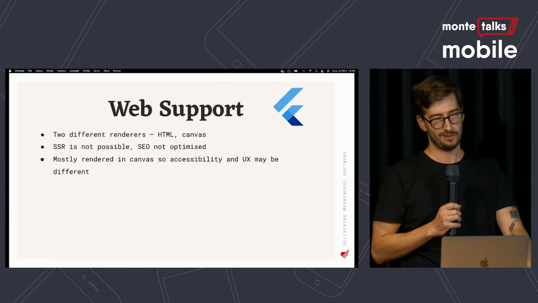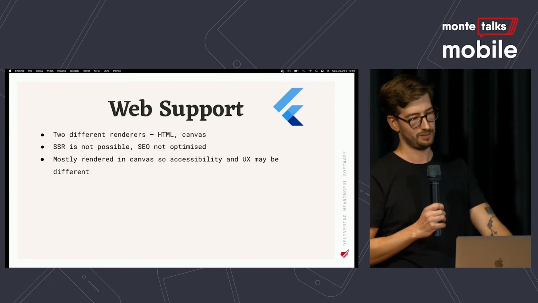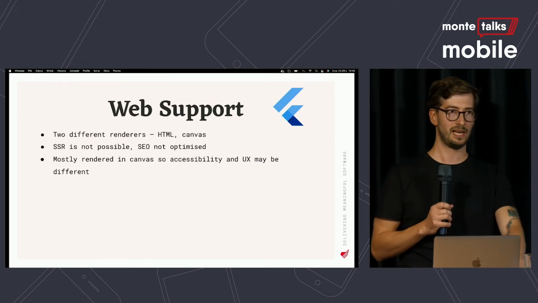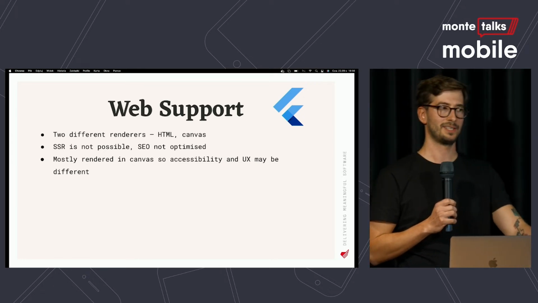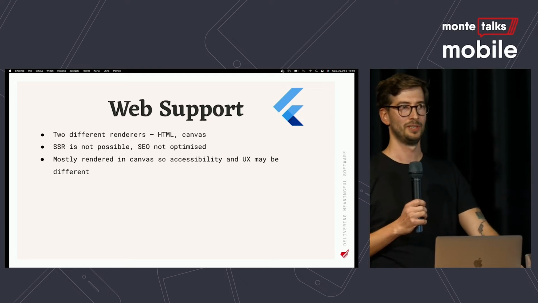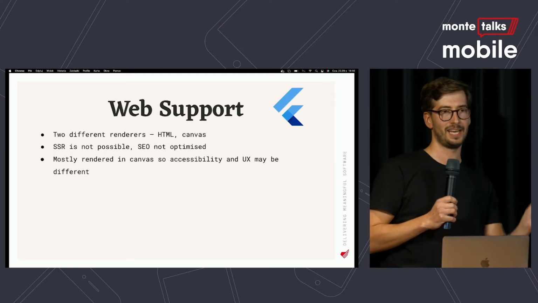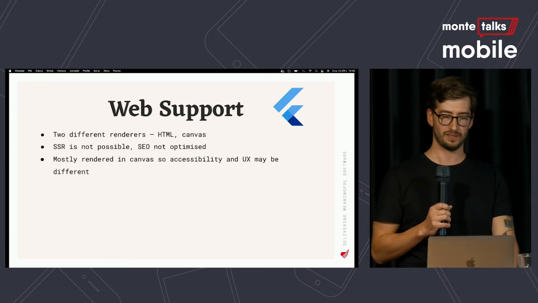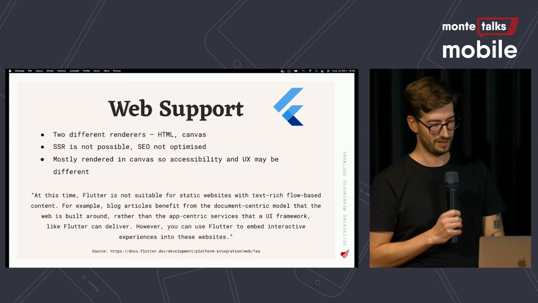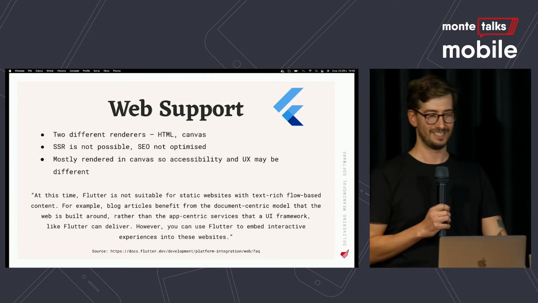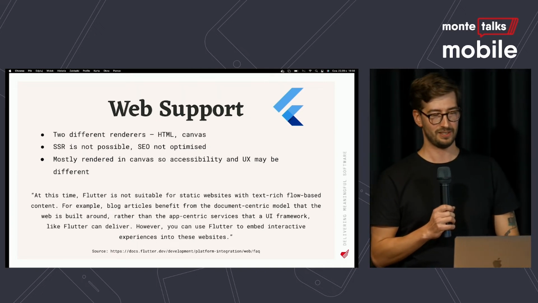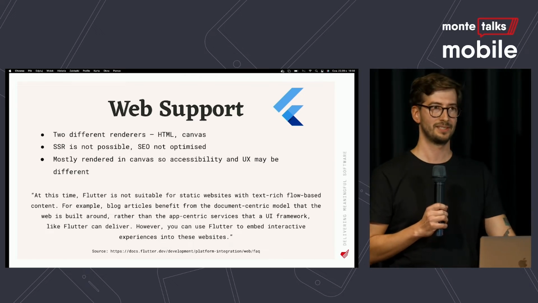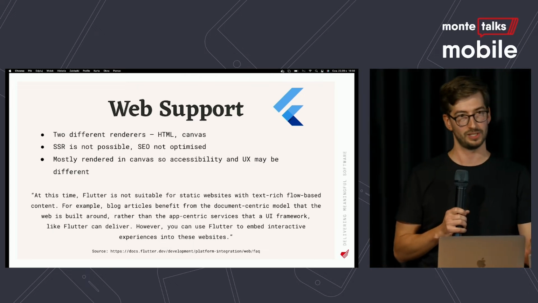Most elements are rendered in Canvas, so there might be a problem with accessibility and the UX of the app, how the app behaves. Even a few days ago, they released a new fix for how to select text in web views in the web app. So it shows us that it's not really perfect at this point. And even in the FAQ, they say that Flutter is not great for static websites with a lot of text, for example, for blogs and so on.